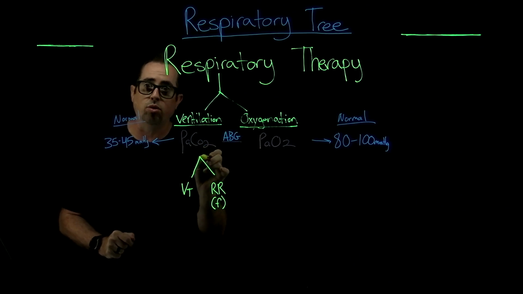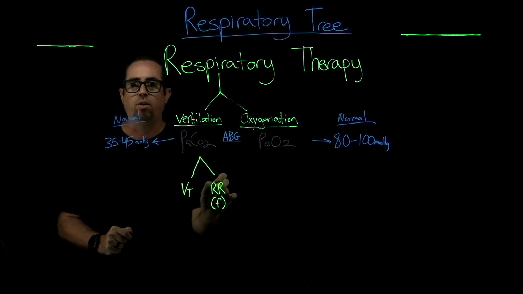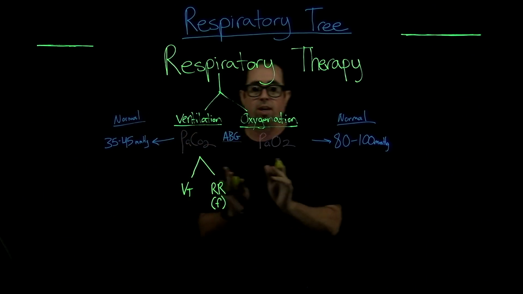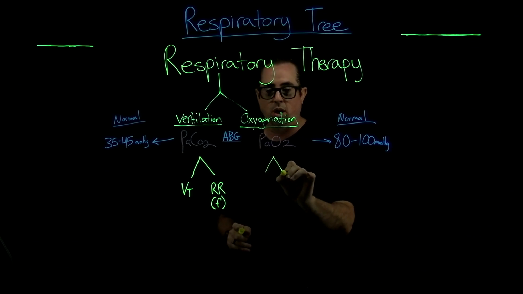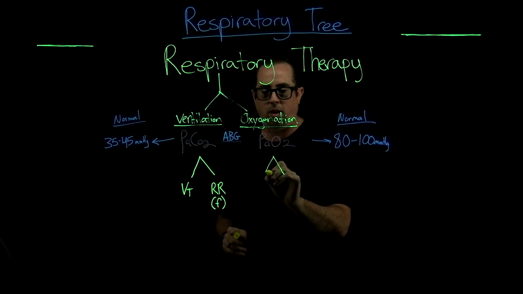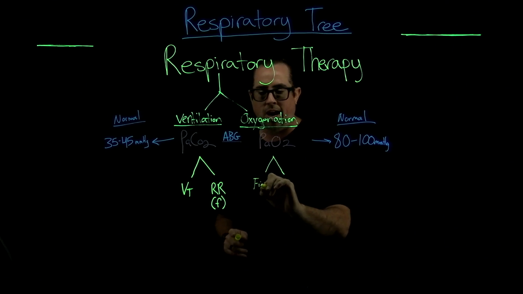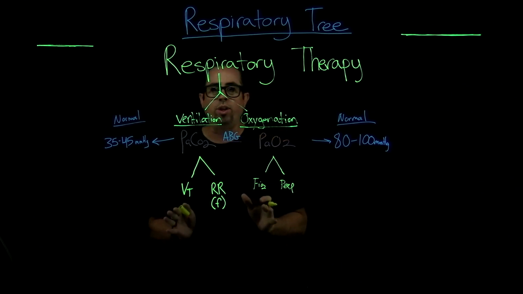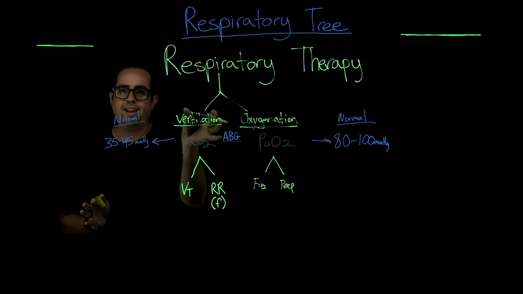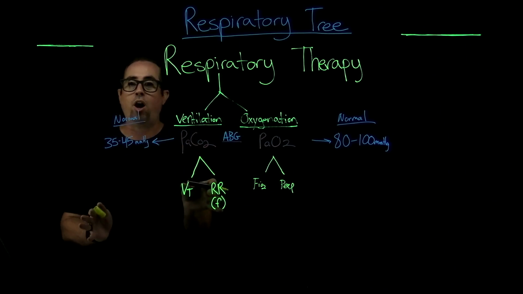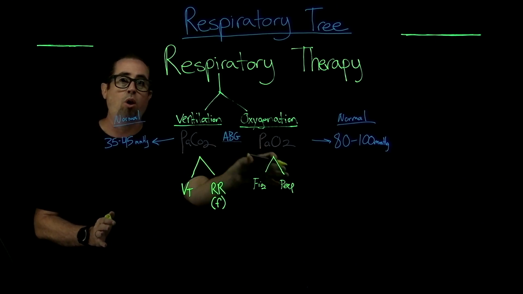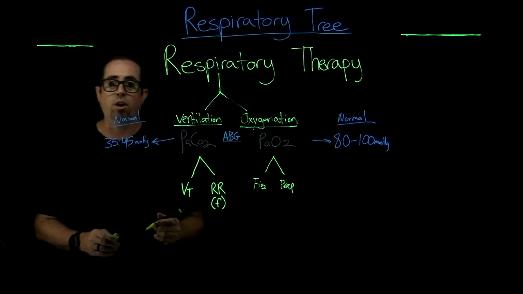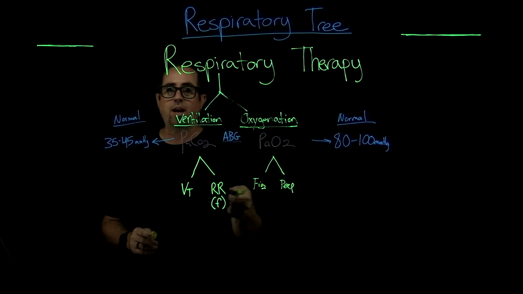PCO2, or your CO2, there are only two ways to manipulate or adjust that. It's either your tidal volume or your respiratory rate. The same thing with PaO2 or PO2. There are only two ways to manipulate that, and what is that? FiO2 and PEEP. There are only two ways on both sides to navigate therapeutically how to adjust a CO2 or a PaO2, an oxygenation issue.